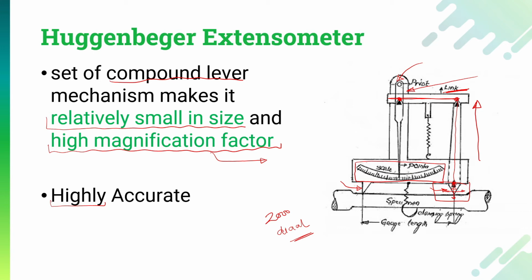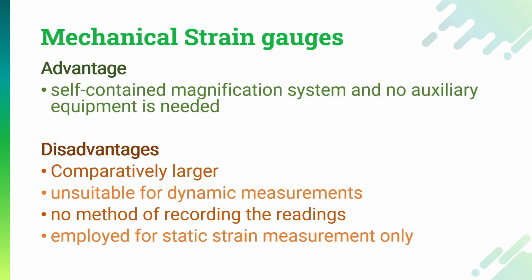Now let us see some of the advantages and disadvantages of the mechanical strain gauges that we have seen. Very first, in the advantage part, as it is a mechanical device, it is a self-contained magnification system, so there will be no auxiliary parts required. In case of electrical requirements, there is always a requirement of power as well as auxiliary parts. So this is the basic advantage that we receive as they are mechanical strain gauges.